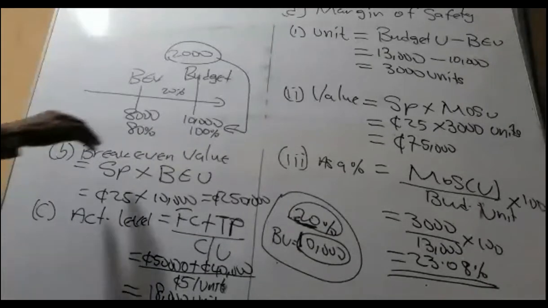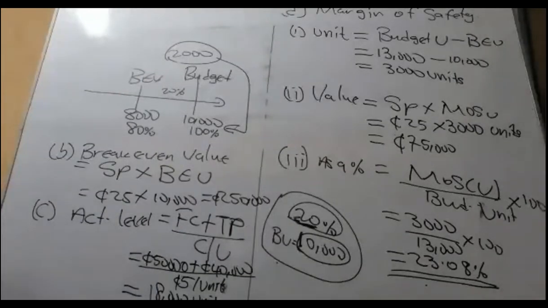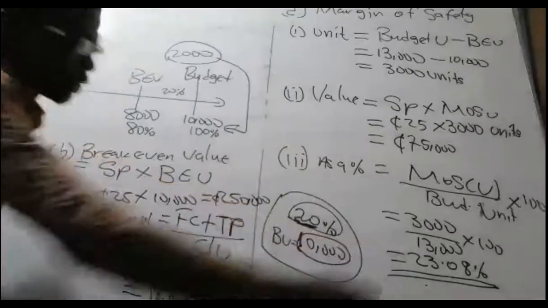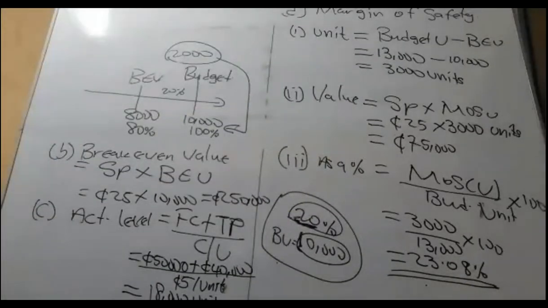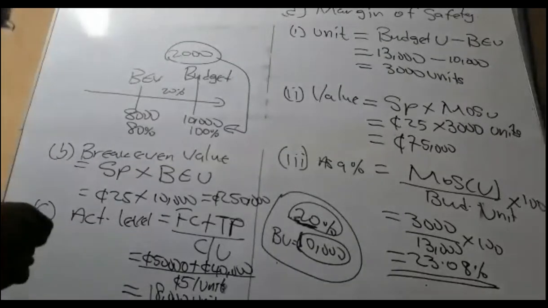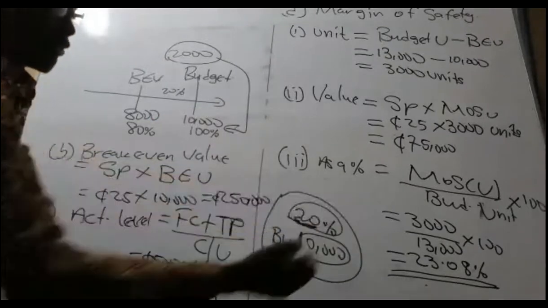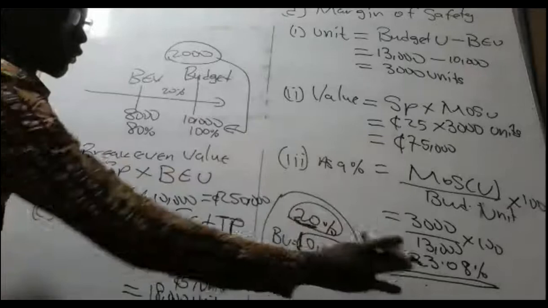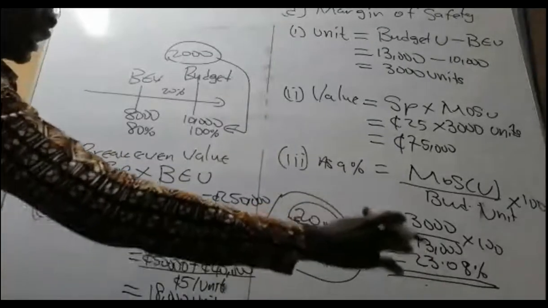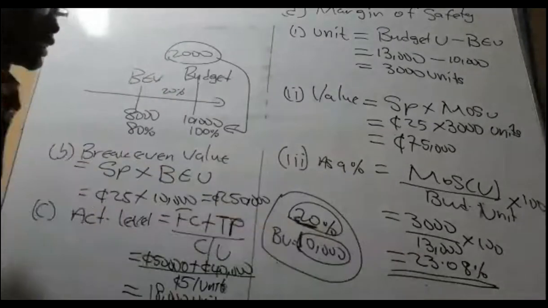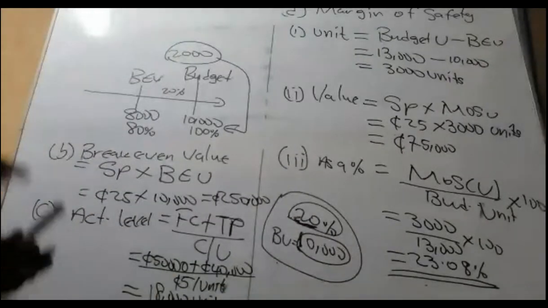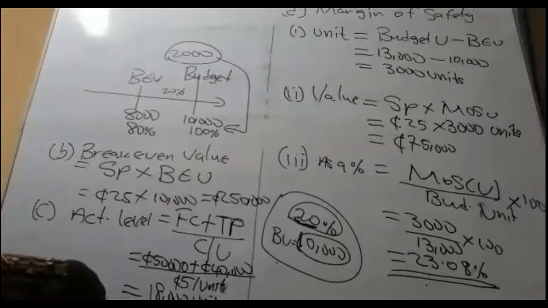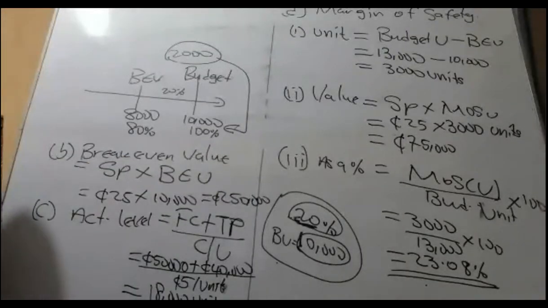Good. So here, you can find any of the items. You can use the same approach over here. We can use this figure to work back to arrive at the budgeted figure, which is 10,000. So here too, if we want to work back to get a break-even for this particular question, the margin of safety is 23.08, and then the budget is 13,000. So the break-even will be 100 minus 23, the remaining percentage. Then you multiply it by the budget, which is the 13,000.